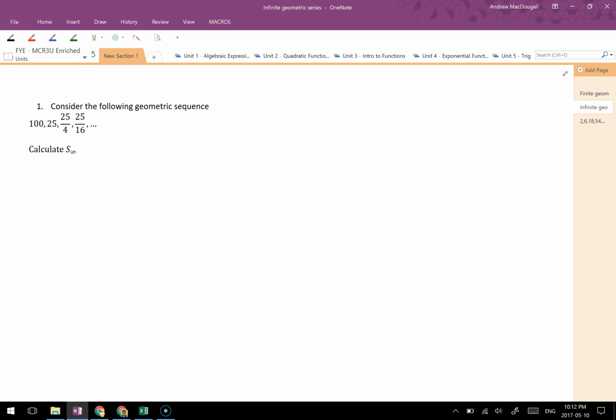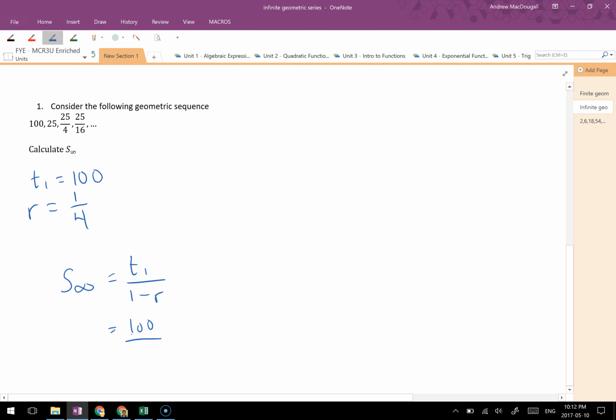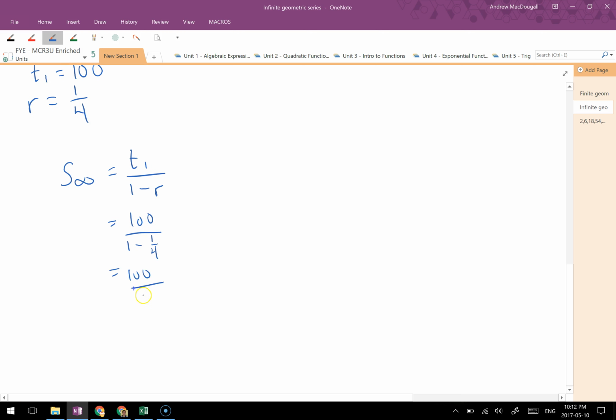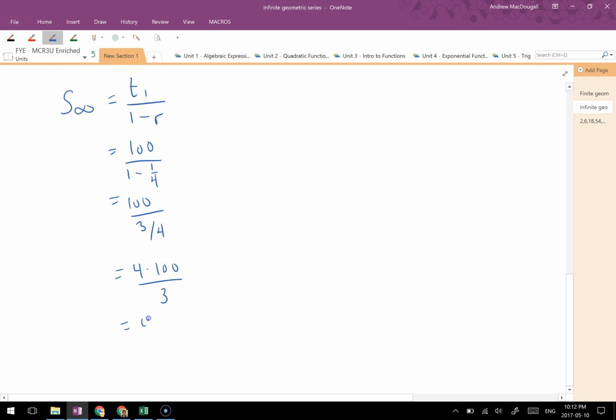So let's do one example. Let's look at this geometric sequence. Here, t1 is equal to 100, and the r value is a quarter. We're dividing by 4 every time. Okay, it says calculate S infinity. Well, let's use our new formula. 100 over 1 minus a quarter, which is really 100 divided by 3/4, which is equal to 4 times 100 over 3, which is 400 over 3.